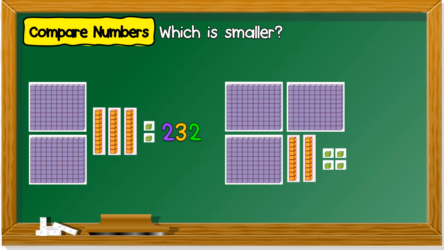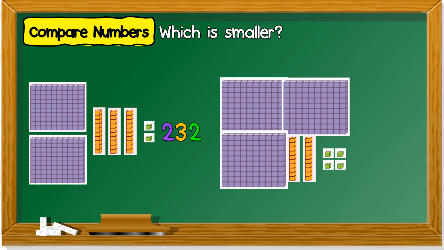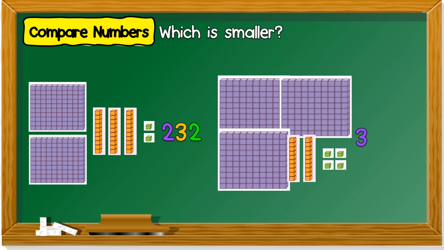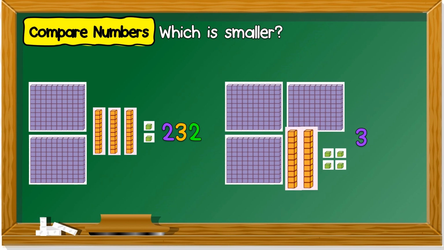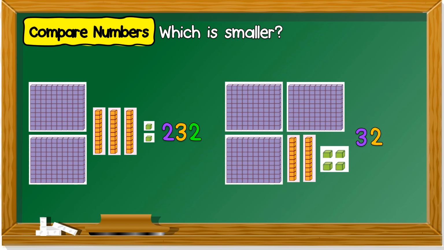Look at the blocks on the right. Blocks of 100, 3. Tens, 2. Ones, 4. We compare 232 with 324. First thing first, we look at the numbers in hundreds.